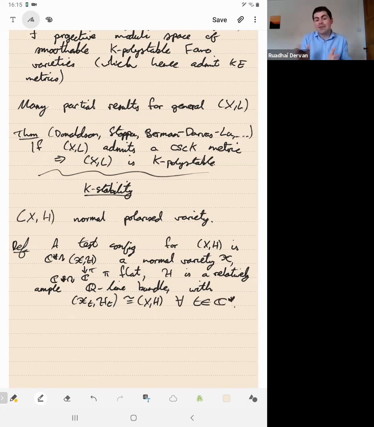And then the point is that the central fiber you have kind of no control over whatsoever. This could just be an arbitrary scheme with maybe lots of components, very bad singularities, but it's a degeneration of your original variety that you cared about, namely (X, H).